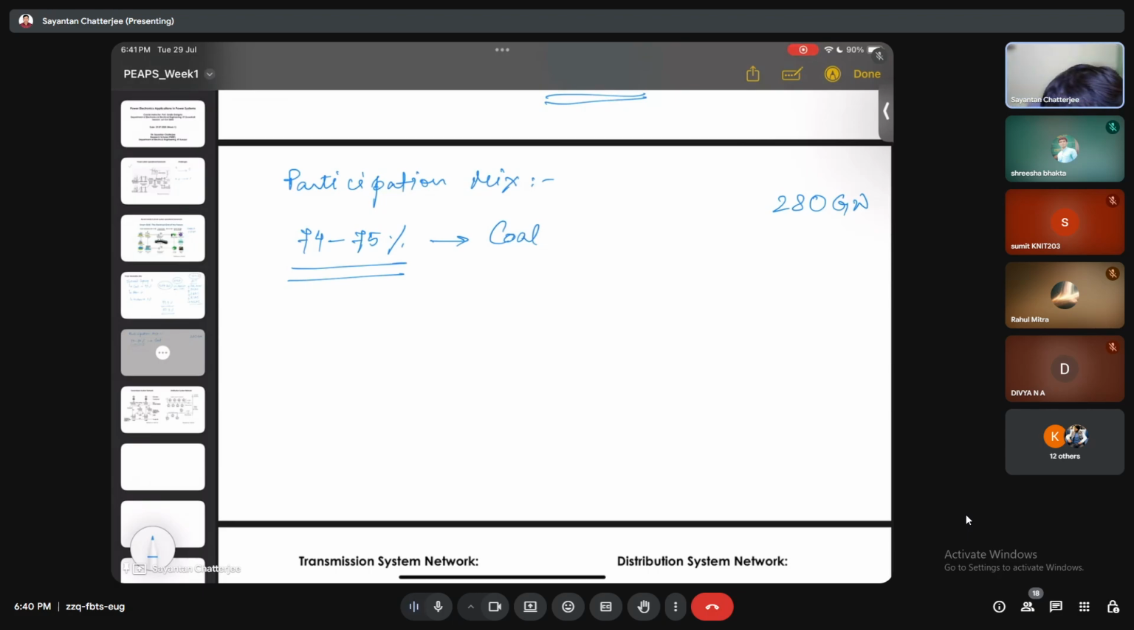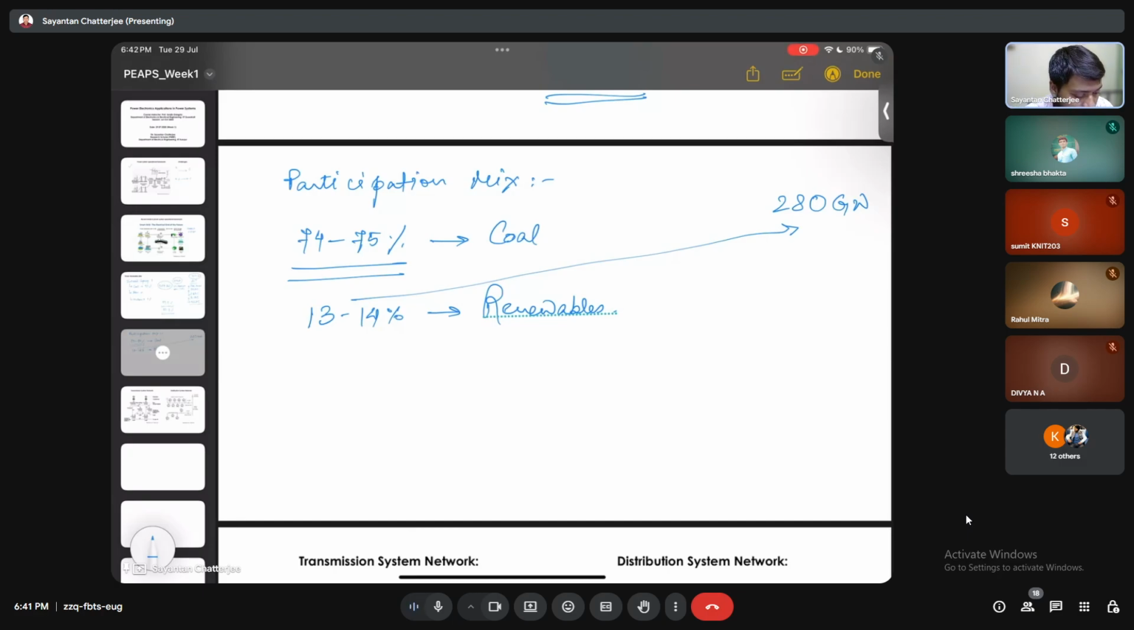In the case of renewables, it's around 13 to 14% of the total mix. So 13 to 14% of the total 280 gigawatt would be delivered by the renewables at each and every instant of time. This 280 gigawatt power requirement will be varying every 15 minutes. In India, we have a 15-minute slab.